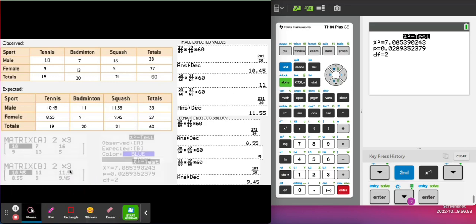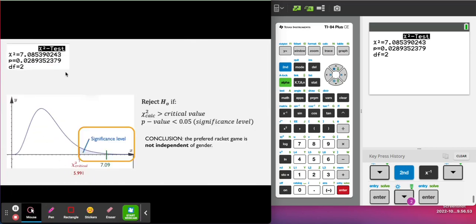Okay, what's given in the question is that our chi-square critical value is 5.991, right? So this is the number that was given in the question. Our chi-square calculated value is 7.09 if you round to three significant figures. Notice that this number is bigger than our critical value. So we're in a situation where we are going to be rejecting the null hypothesis.